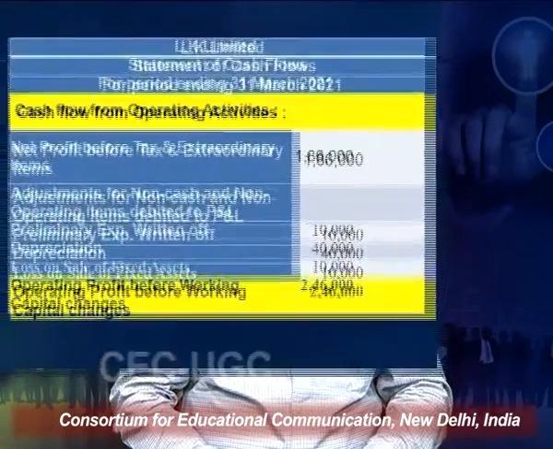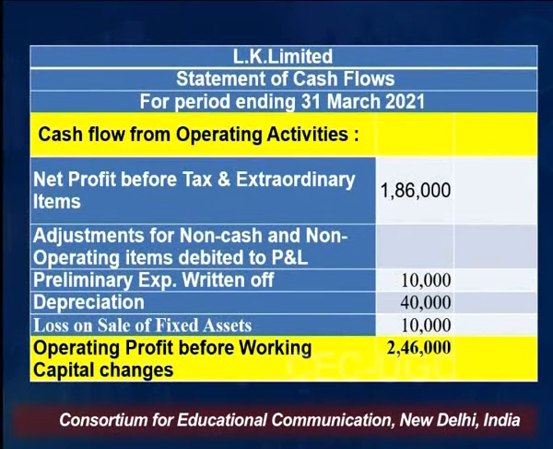If we look at the statement of cash flow from operating activities, net profit before tax and extraordinary item, which we have calculated just before, is shown here 1,86,000. Now after this, we have to make adjustment for non-cash, non-operating items, where the first item is preliminary expenses, depreciation, and then loss on sale of fixed assets. Now this loss on sale of fixed assets is an item which doesn't belong to the operating category. That is why we have added it back. After doing so, we got operating profit before working capital changes, and that comes to be rupees 2,46,000.